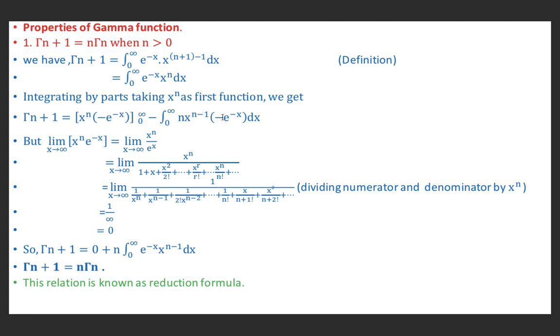Here we have minus here, and this is also minus, so it is plus. n is constant. We are integrating with respect to x. So n, inside we have integral from 0 to infinity e raised to power minus x, x raised to power n minus 1 dx. And this is nothing but gamma n. So gamma n plus 1 is equal to n gamma n. And this formula is called the reduction formula.